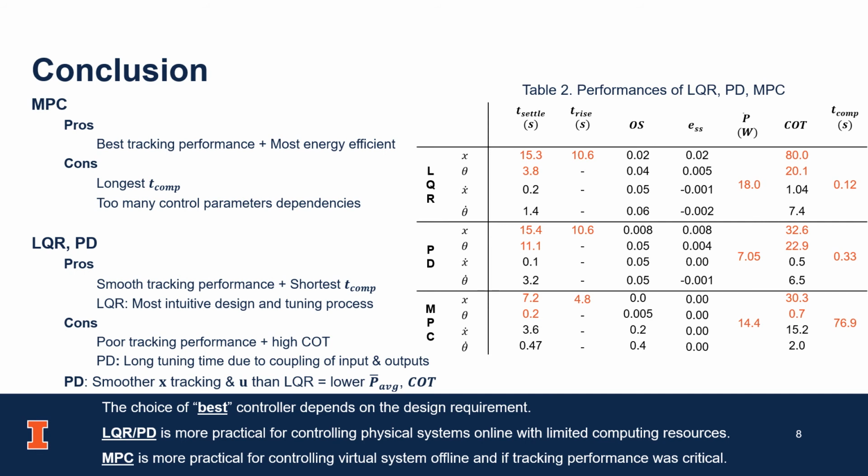To conclude, the ideal controller really depends on the engineer's requirement. While LQR or PD is more practical for controlling physical systems online with limited computing resources, MPC can be more practical for controlling virtual systems offline and if the tracking performance is critical.